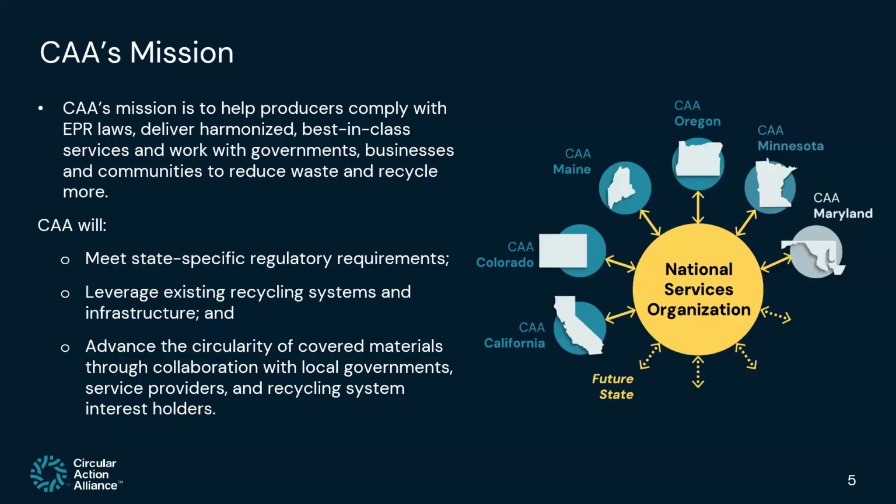Our mission at CAA is to help producers comply with EPR laws in the states that we operate in. We make sure that there is harmonized EPR implementation so that folks around the country comply with the laws as they are required. Here in Oregon, we are also working with all of our local government and service provider partners to make sure that you have the funding and resources needed to roll out our law here, the Recycling Modernization Act.